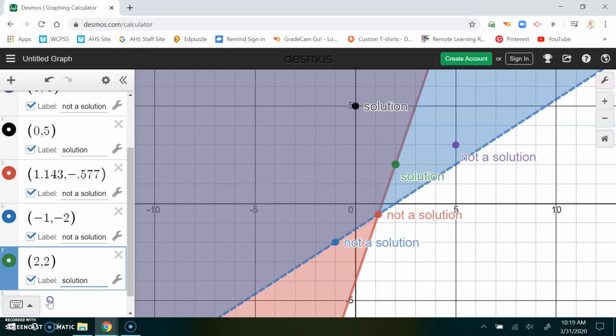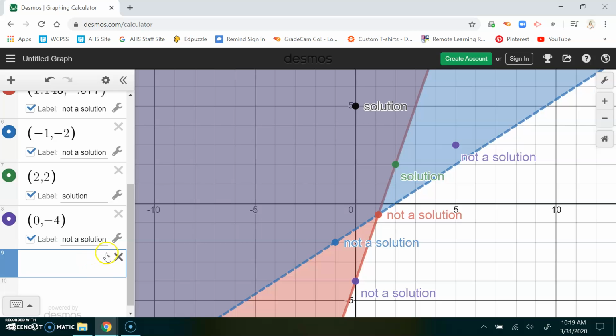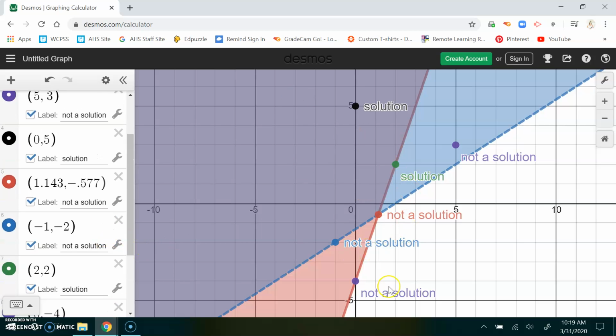But the point 0, -4, even though it's on a solid line, it's not in the double shaded area, which means that it is not a solution. I hope that this helps you to kind of understand how these systems of inequalities work and get a better understanding of it.